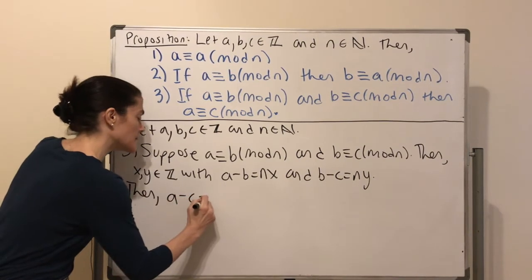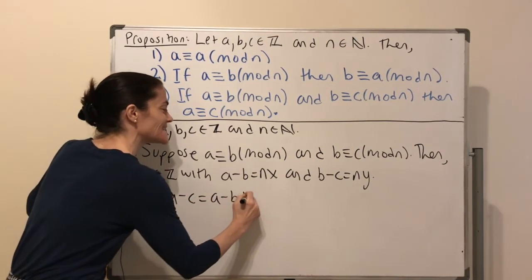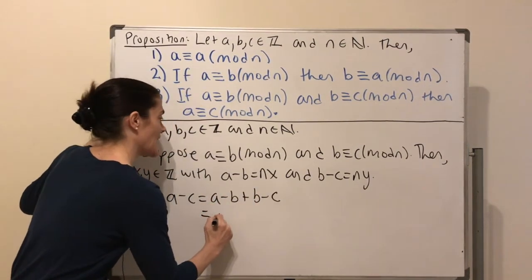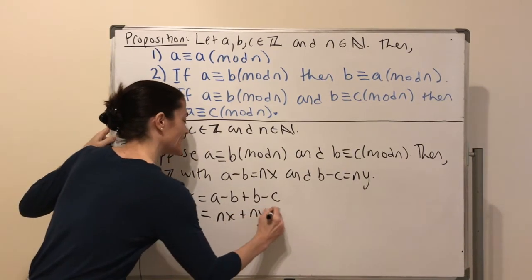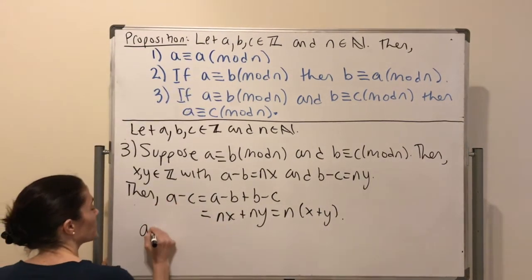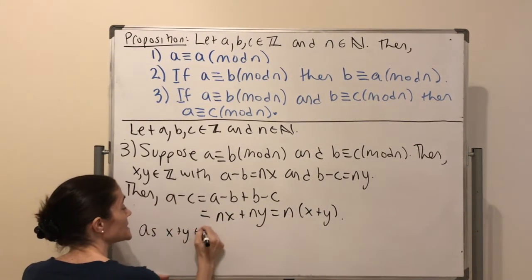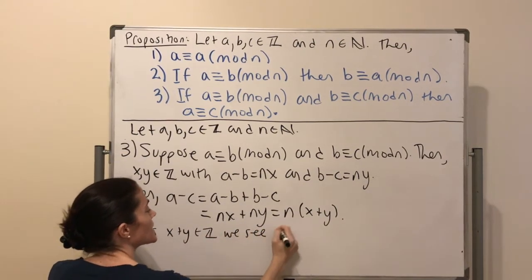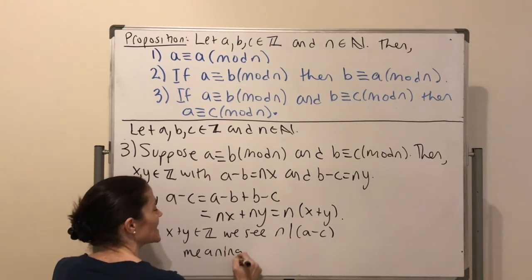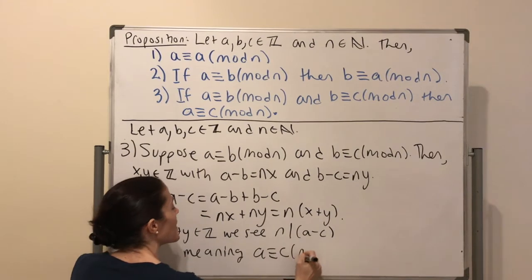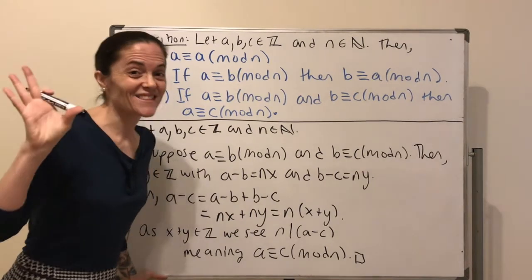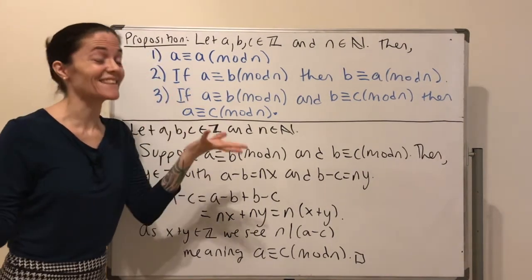A minus c is, well, it's a minus b plus b minus c. And this is nx plus ny, which is n times x plus y. And so, as x plus y is an integer, we see that n divides a minus c. And this means that a is congruent to c mod n. And this is the end. We have proved 1, 2, and 3. Now, the beauty, well, look at what we have shown.